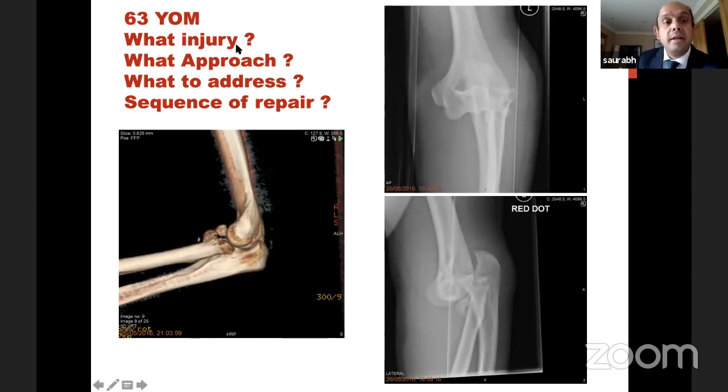Now again, injury we know; approach again, universal posterior midline. Inside I can do my Kocher lateral approach and a medial ring approach if I have to. What to address? We know the first structure is coronoid or capsule, that needs addressing. Second will be the radial head. Third will be the lateral ligament. And then if I have to, I'll do a posterior sag and a medial ligament if I have to.